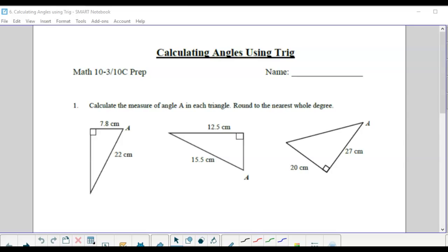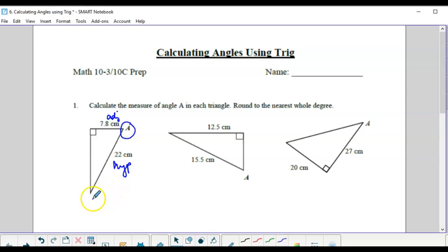Okay, today we're looking at calculating angles again, so just more practice using trig to calculate angles in 90-degree triangles. It says calculate the measure of each angle, rounded to the nearest whole degree. So you want to compare to angle A what sides you have. This would be the hypotenuse and this would be adjacent.